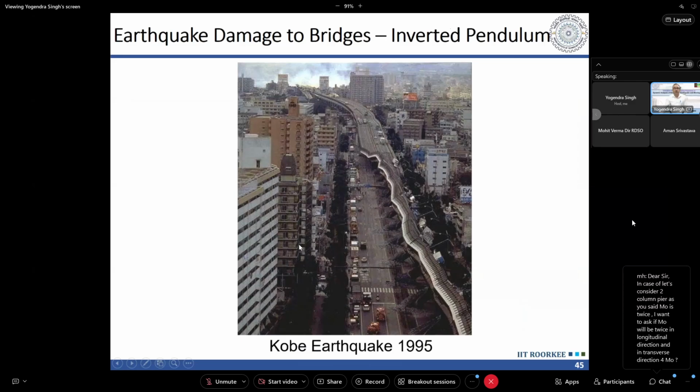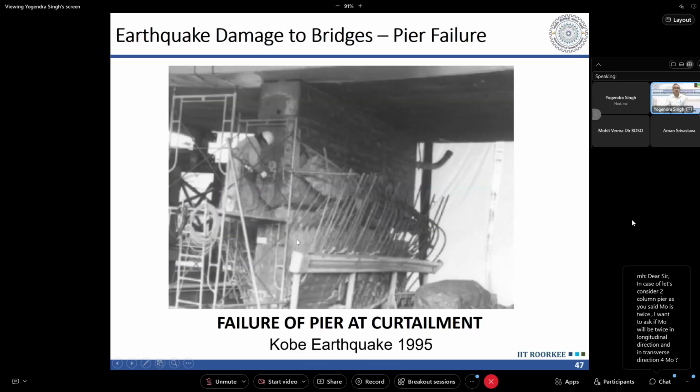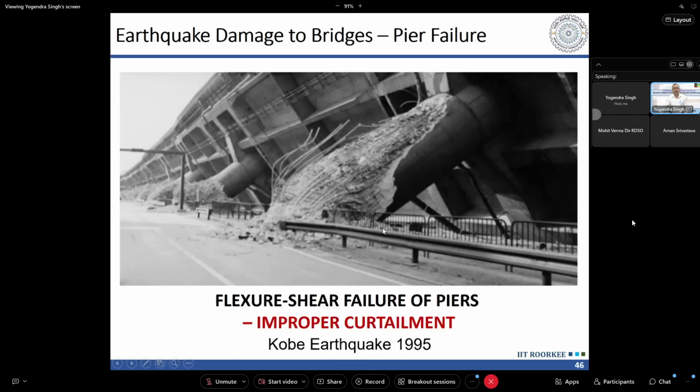Just I wanted to discuss an interesting example. The failure here, please have a look at this failure and this failure. Both the failures occurred near the curtailment. So curtailment of reinforcement during earthquake is a very tricky issue, and that's why the IRS code, railway code, suggests that in case of short piers up to 30 meter, we should not have any curtailment.